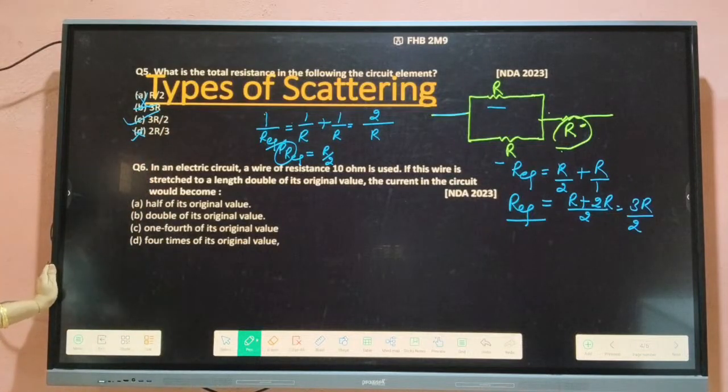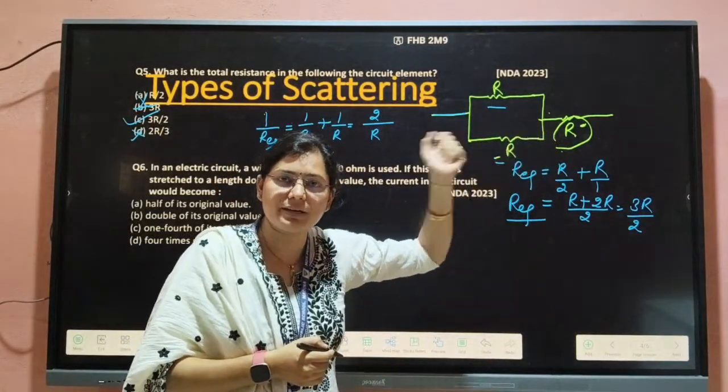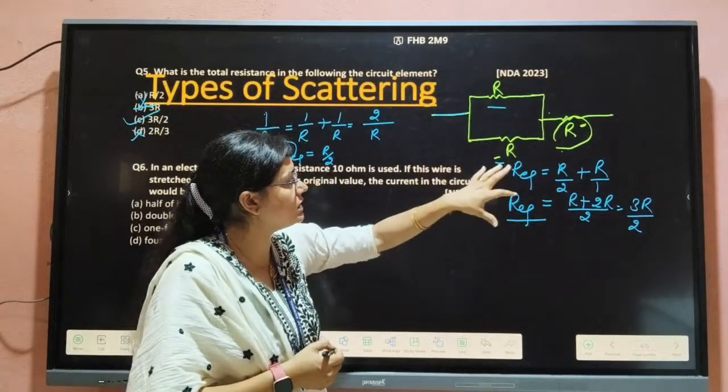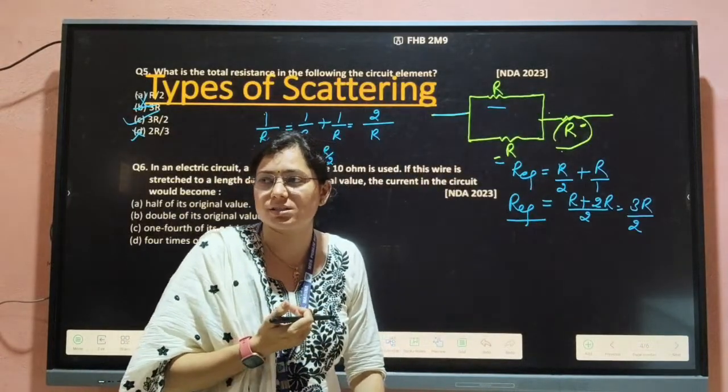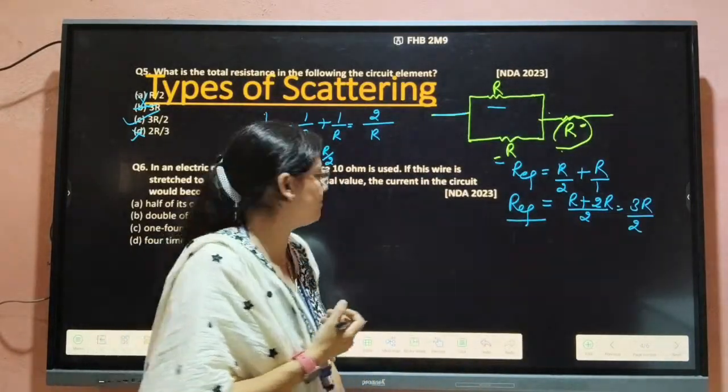How can we connect this one? Complete circuit in series and parallel. Okay, first we will check our complete connection in series and parallel. In series we can write R1 plus R2 like this, and in parallel we can write 1 by R1 plus 1 by R2 like this.